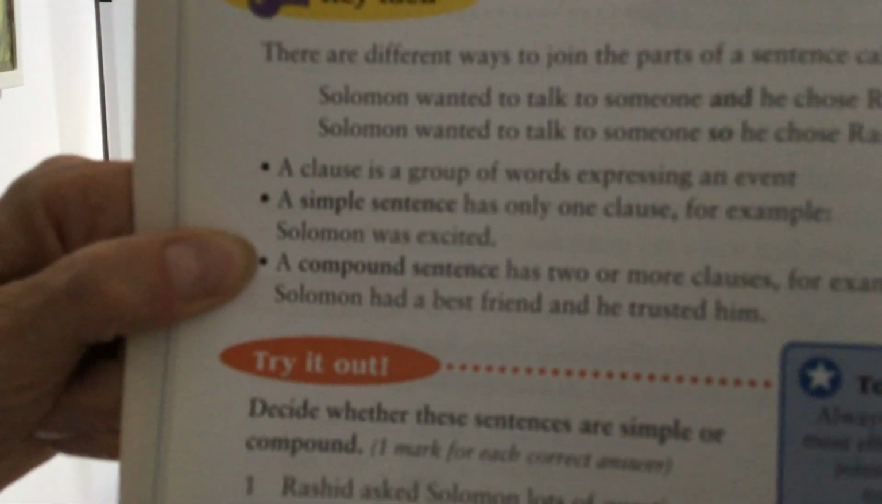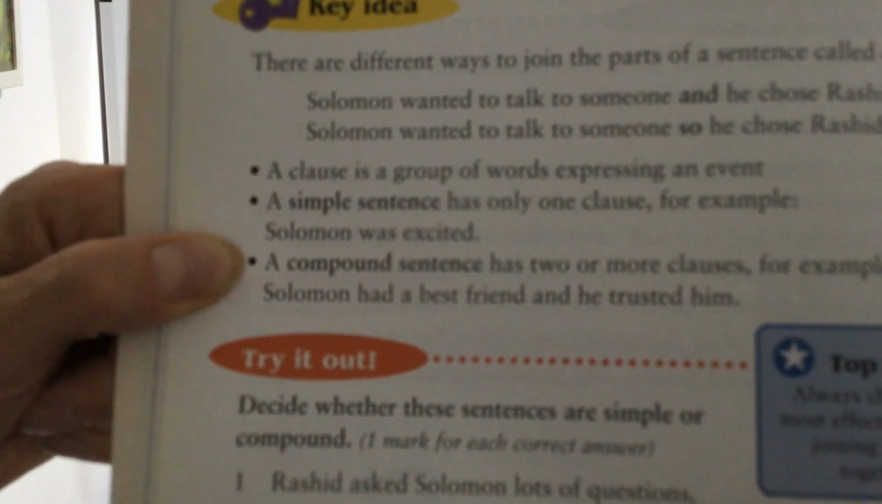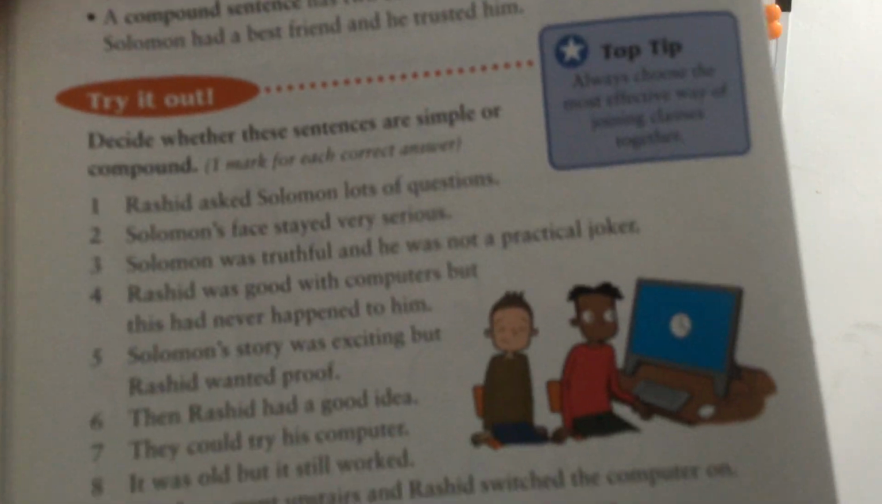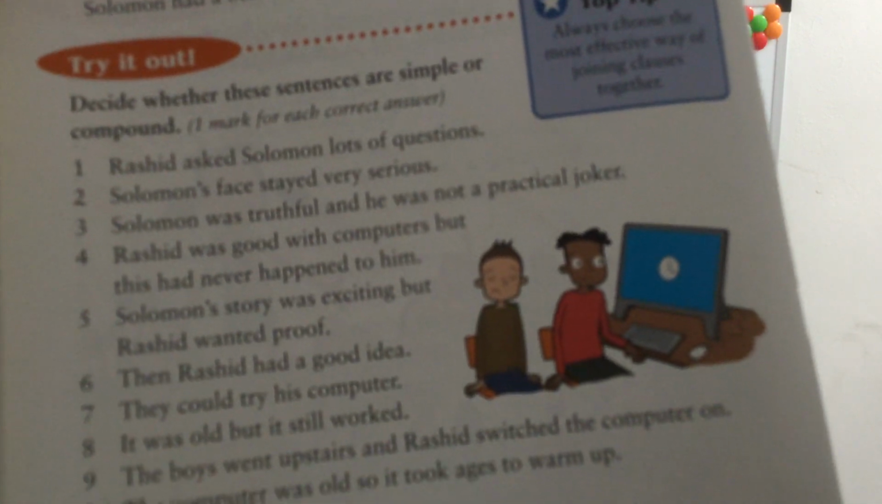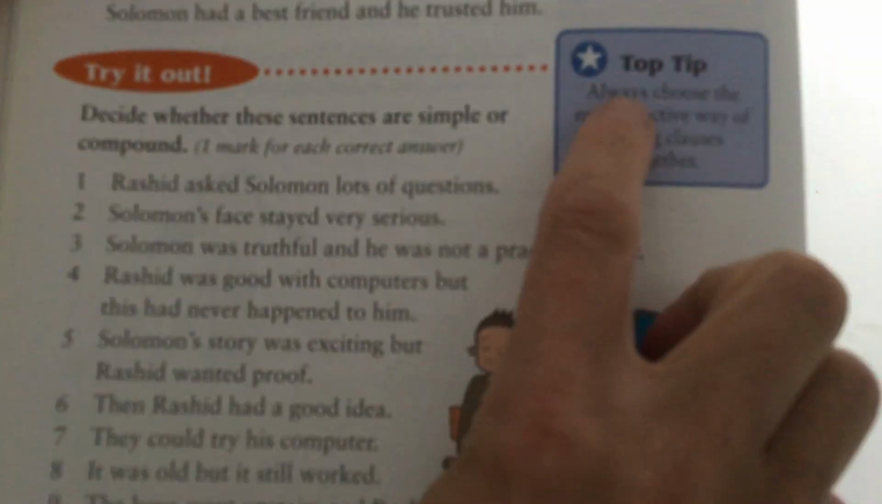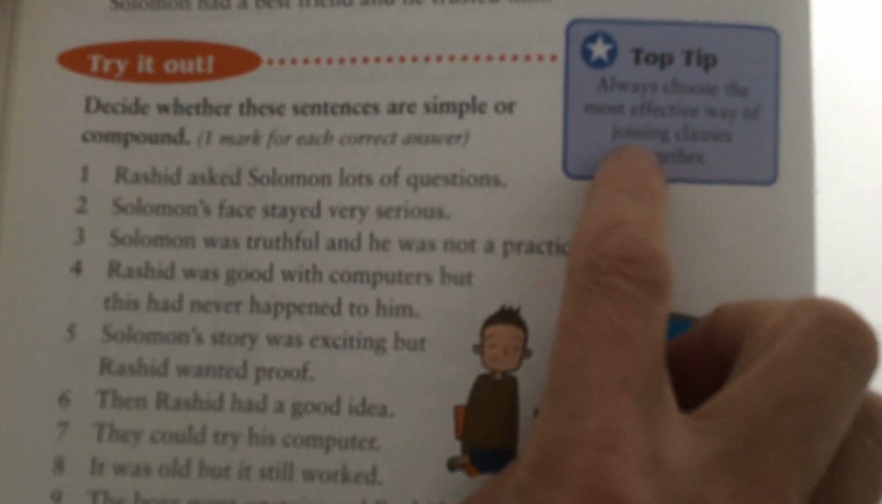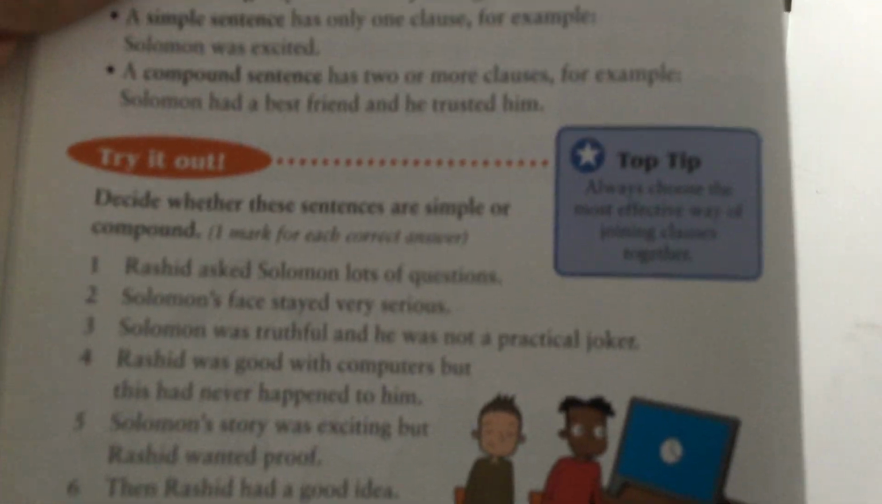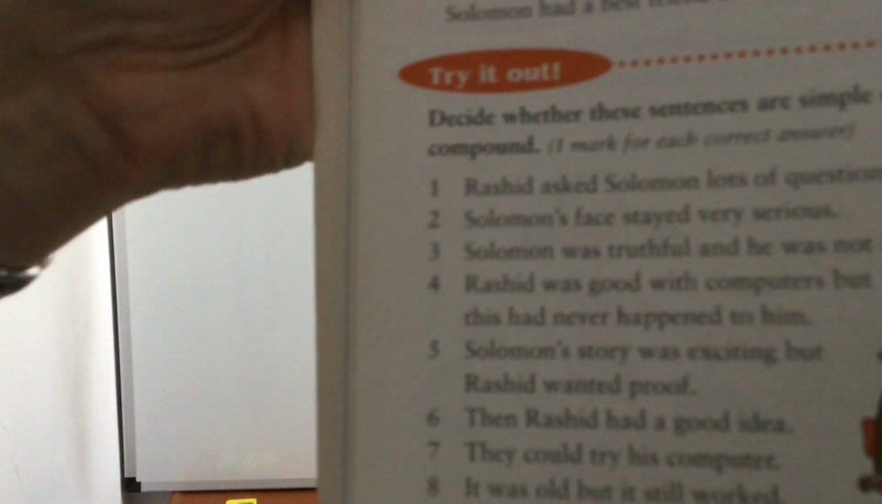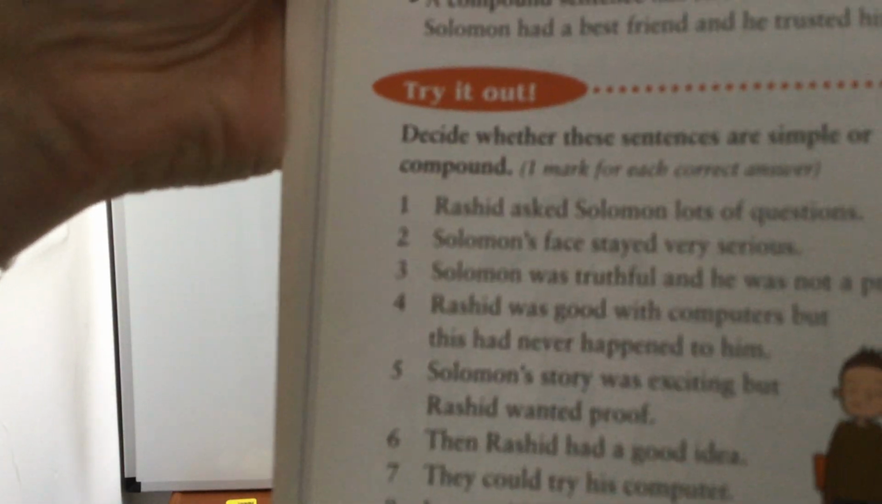A compound sentence has 2 or more clauses. For example, Solomon had a best friend and he trusted him. So it's got 2 clauses, one here and one there. Okay, we are just doing a little bit of revision and then you'll go forward onto doing your actual complex sentences, but you need to keep refreshing this. So top tip, always choose the most effective way of joining clauses together. Okay, so that means use sophisticated language. Don't keep using and, but, and, but. That's too boring. So decide whether these sentences are simple or compound.